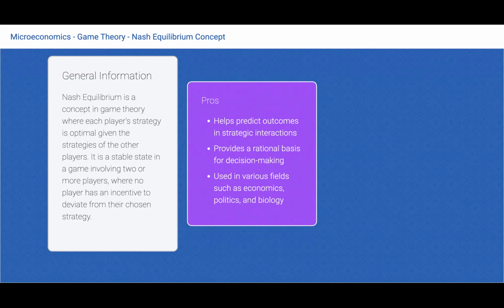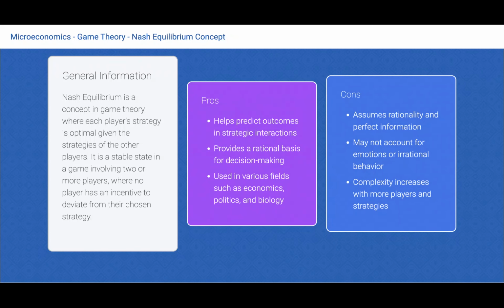Nash equilibrium is a fundamental concept in game theory that helps analyze strategic interactions among rational decision makers. It is a state where each player's strategy is optimal given the strategies of others, leading to a stable outcome. Understanding Nash equilibrium is crucial in various fields to make informed decisions and predict outcomes.